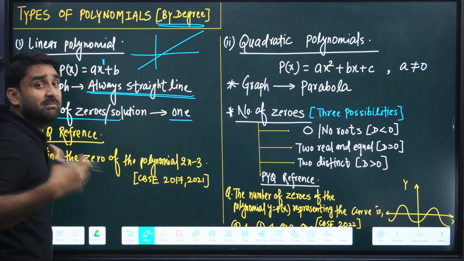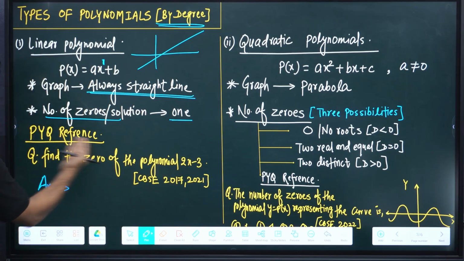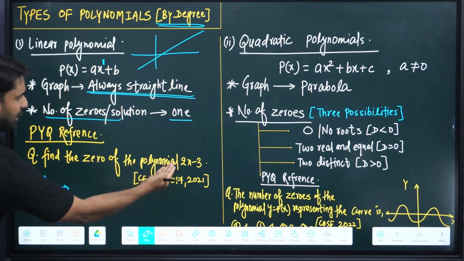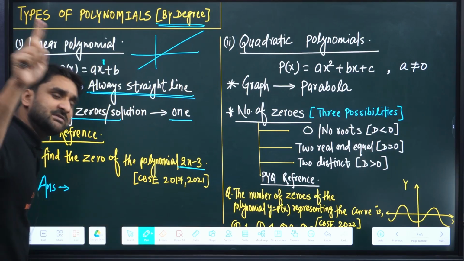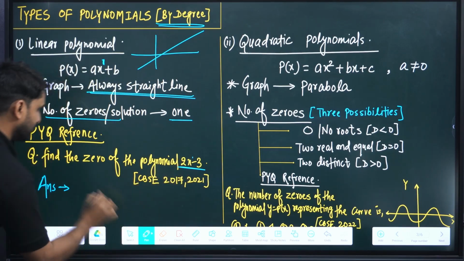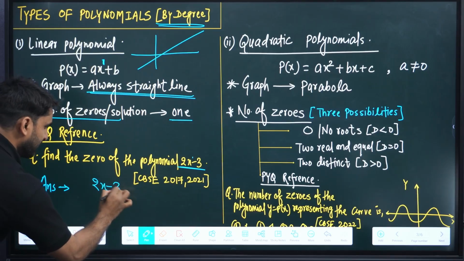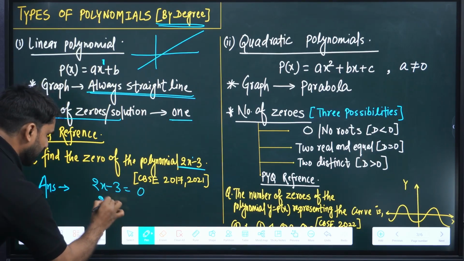Degree decides the number of solutions. So, PYQ reference: find the zero of the polynomial 2x minus 3. So how many zeros will be there? Only 1 zero will be there because the degree is 1. So we can find it by putting 2x minus 3 equal to 0. So 2x will be 3.